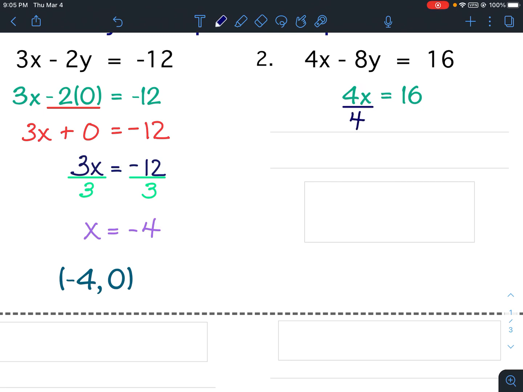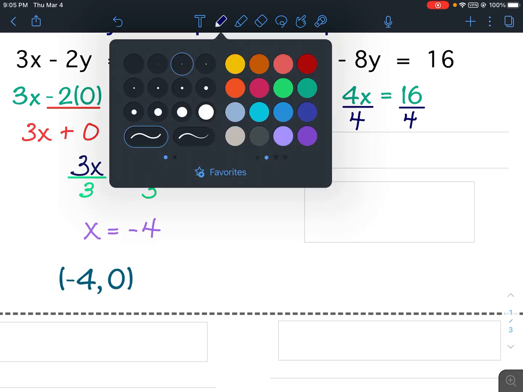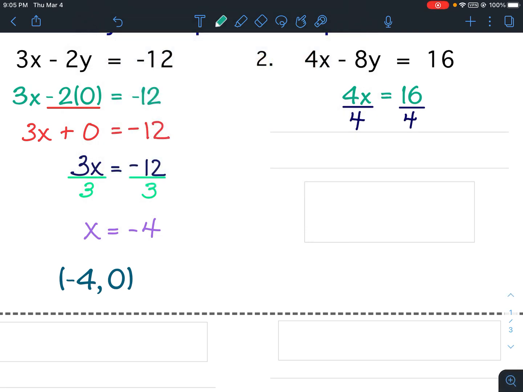Divide both sides by 4. And we get x equals 4. So the ordered pair for this answer is 4, 0.